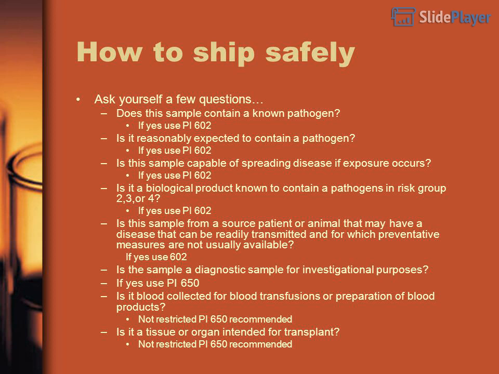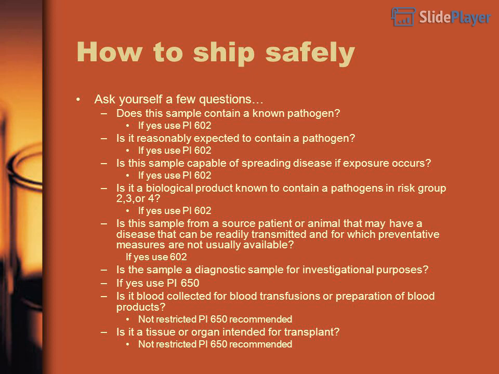Ask yourself a few questions. Does this sample contain a known pathogen? If yes, use PI 602. Is it reasonably expected to contain a pathogen? Is this sample capable of spreading disease if exposure occurs? Is it a biological product known to contain a pathogens in risk group 2, 3, or 4? Is this sample from a source patient or animal that may have a disease that can be readily transmitted and for which preventative measures are not usually available?